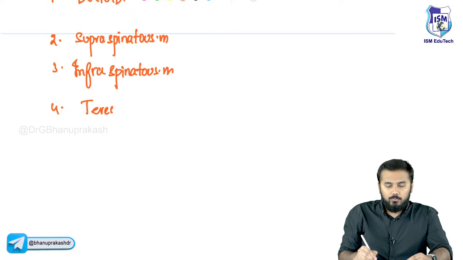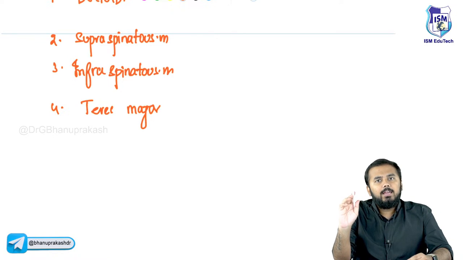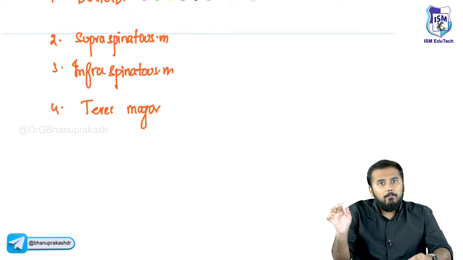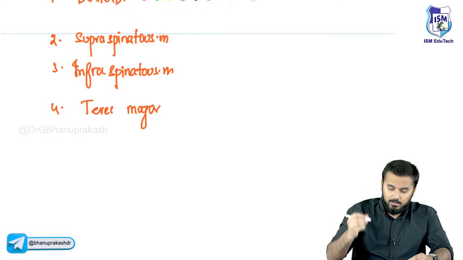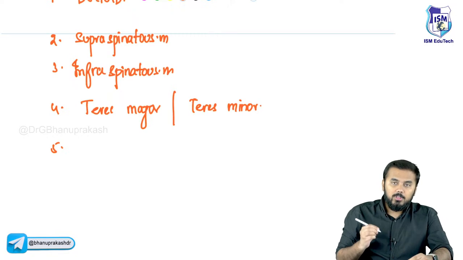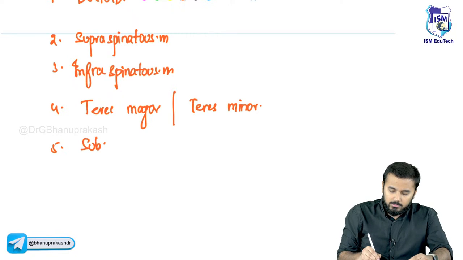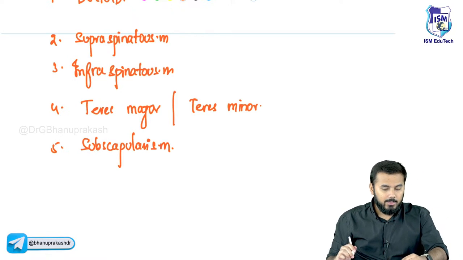I will tell you about that, don't worry. One is teres major. Guys, wherever in anatomy there is any name called major, definitely minor will also be there. Okay, whenever you see major, there will also be minor. So along with teres major, there will also be teres minor. Okay, fifth important thing is subscapularis muscle.